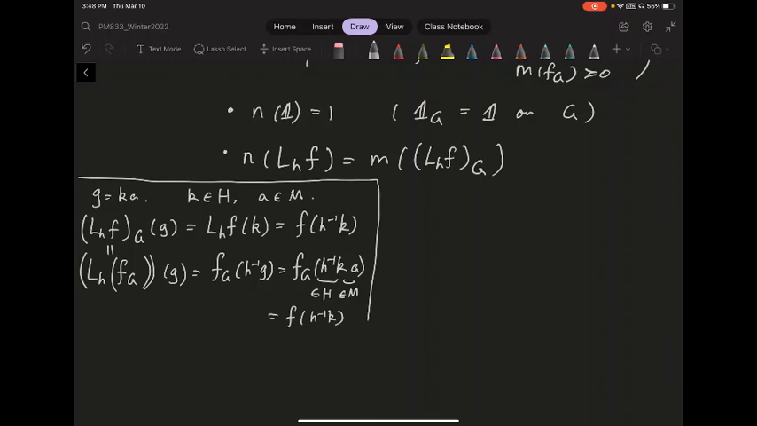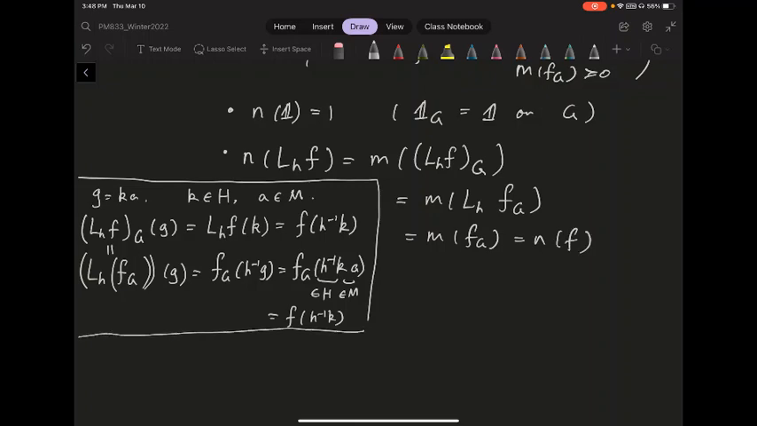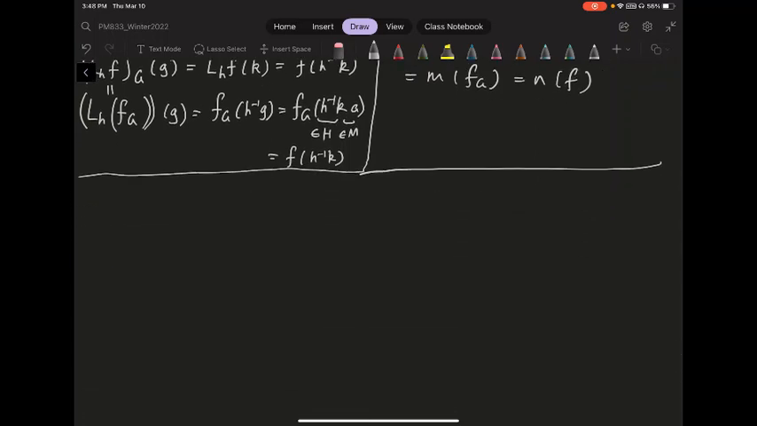Okay, so whether you lift in the beginning or lift afterwards, whether you do the translation and then the lift, or the lift and then the translation, it doesn't really matter. So this is equal to the m of the left translation of the Fg function. And your m is left invariant, so this is the m of Fg, which is just equal to the n of f. Okay, so n is also left invariant. And you probably notice from this calculation why we need a right coset; we cannot do the left coset.